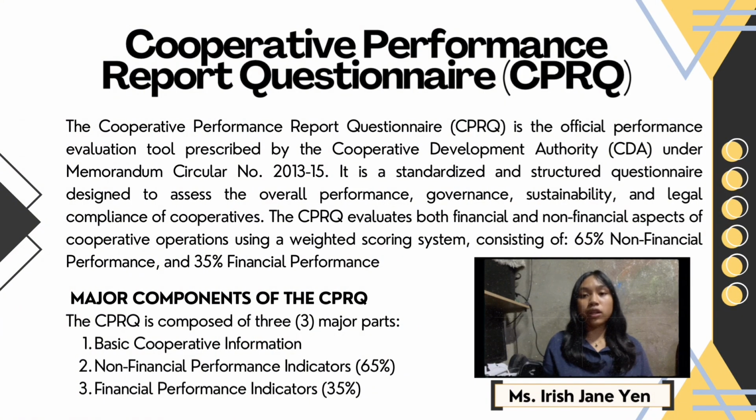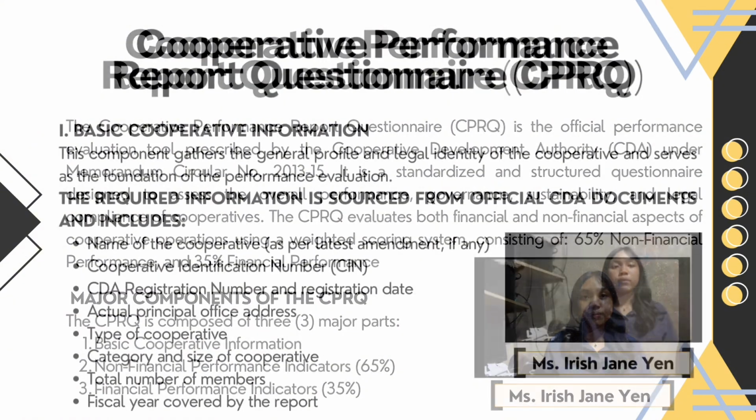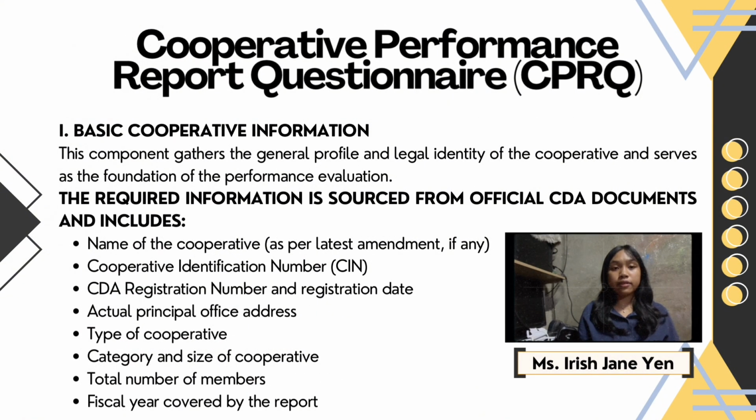In general, the CPRQ is composed of three major components, which are number 1, the basic cooperative information, number 2, non-financial performance indicators, and number 3, financial performance indicators. So, to begin with our discussion, let us first look at the foundation of the report, which is the basic cooperative information. This component gathers the general profile and legal identity of the cooperative. It serves as the foundation of the CPRQ performance evaluation.